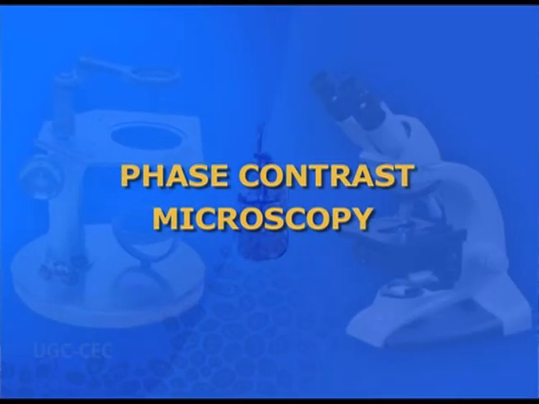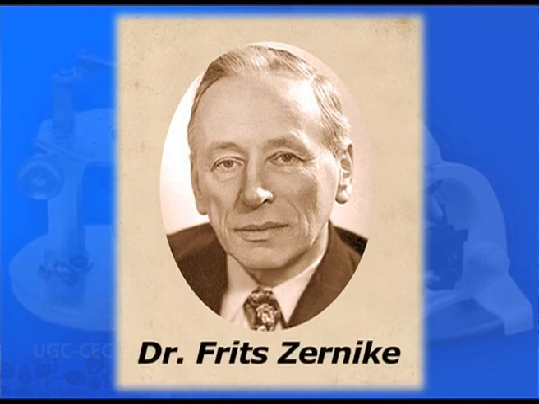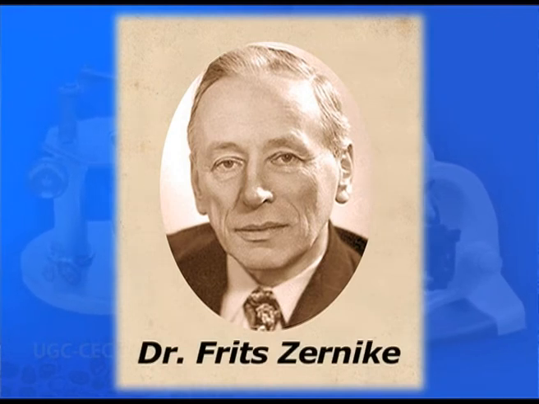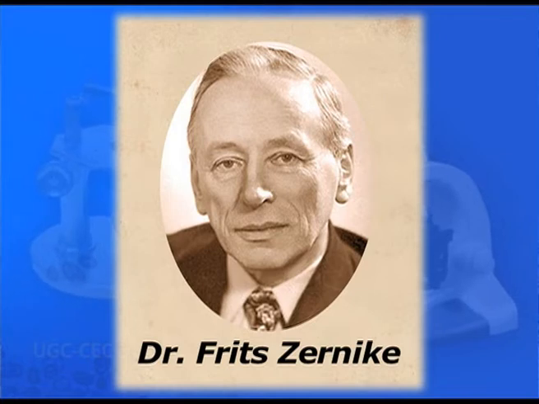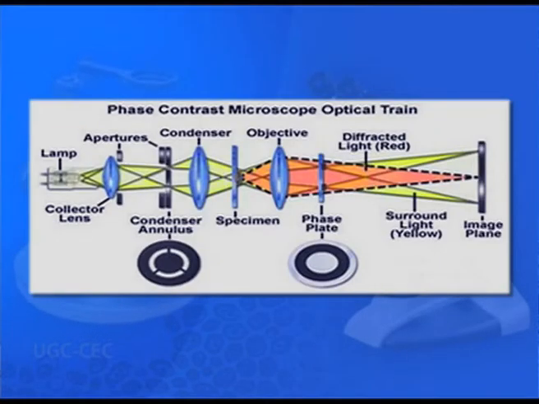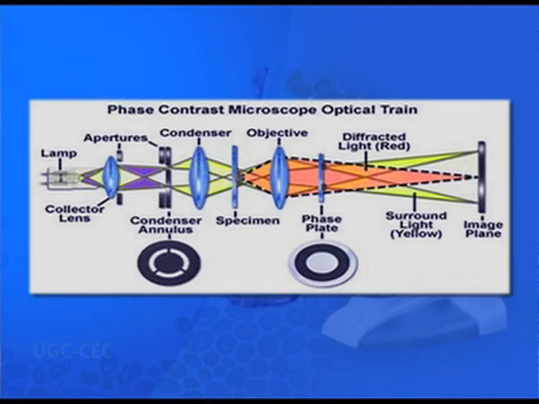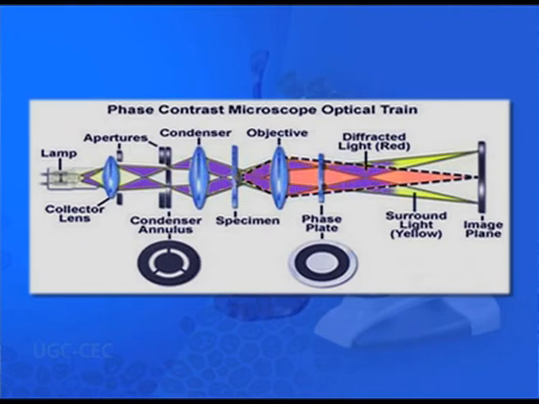One more type of microscopy which is good for observing live cells is phase contrast microscopy. Let's learn about this phase contrast microscopy. Phase contrast microscopy was invented by Dr. Fritz Zernike in 1953. Phase contrast microscopy is an optical microscopy technique that converts phase shift in light passing through a transparent specimen to brightness changes in the image. Phase shifts themselves are invisible but become visible when shown as brightness variations.